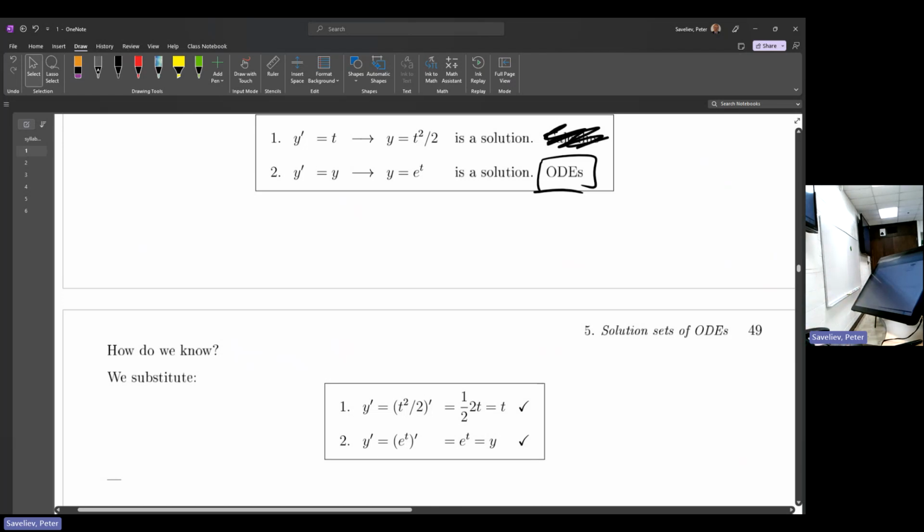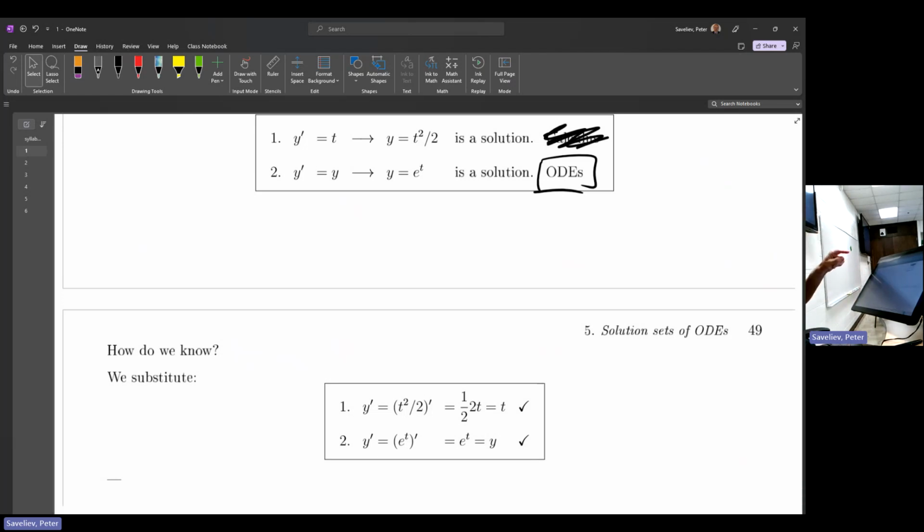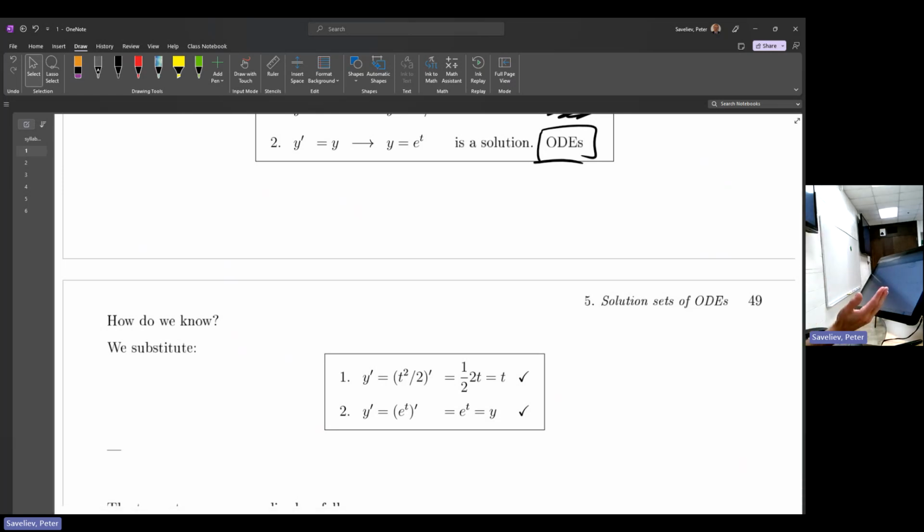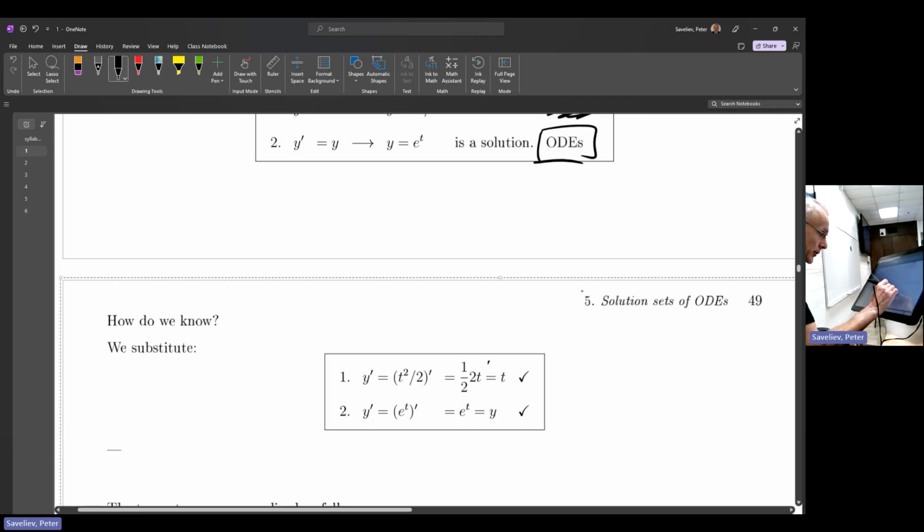Okay, so this is what the substitution looks like. In y prime, I substitute t squared over 2. I differentiate, I get t. Then I substitute e^t, I differentiate. Once again, it checks out. So the left hand side and the right hand side match, and then at some point the question that emerges is this one.